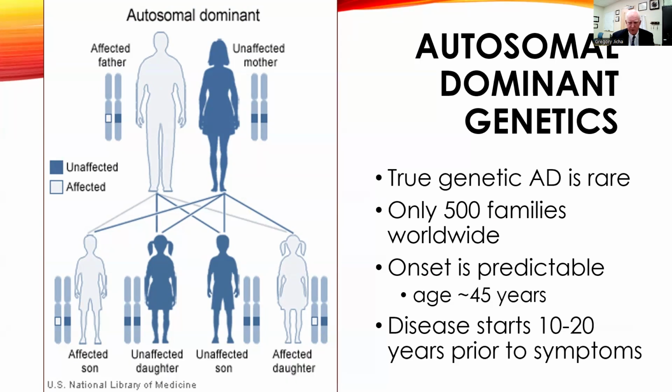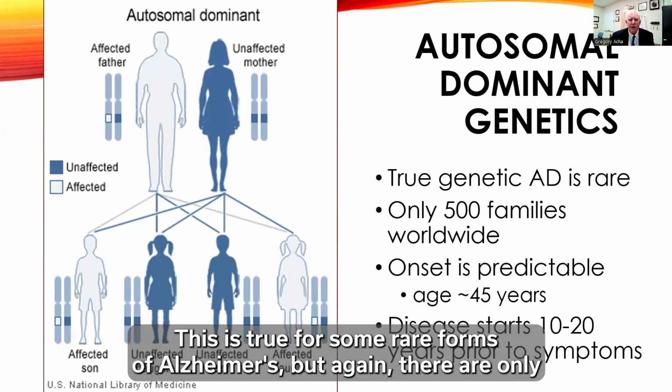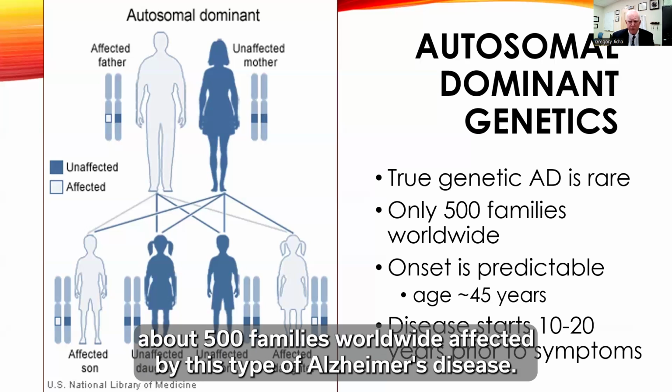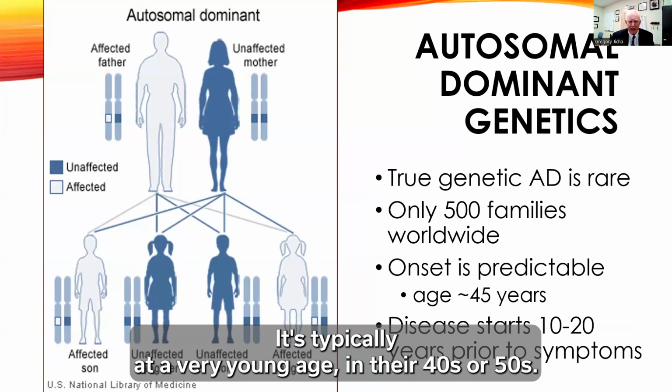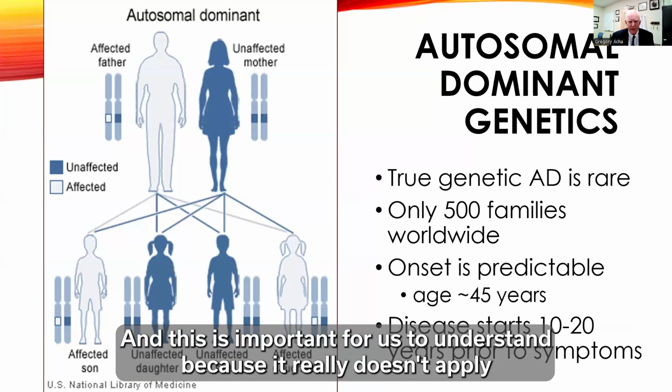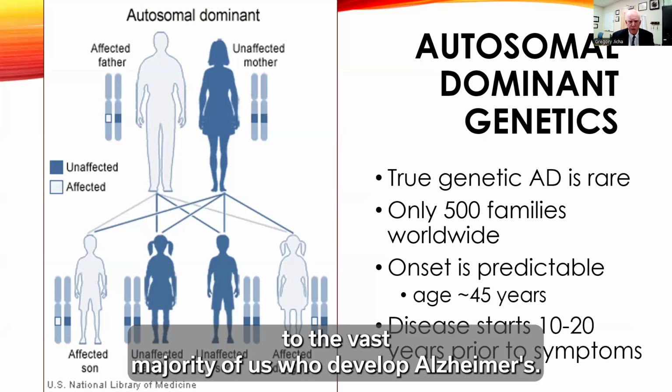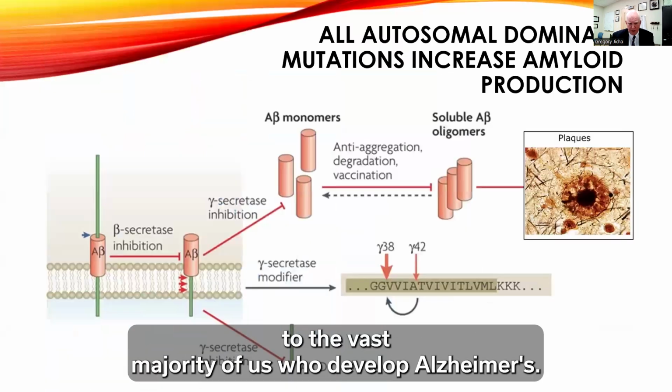And we can see in the diagram that two of his children receive the gene and both become affected by the disease. This is true for some rare forms of Alzheimer's, but again, there are only about 500 families worldwide affected by this type of Alzheimer's disease. The onset is predictable. It's typically at a very young age, in their 40s or 50s.